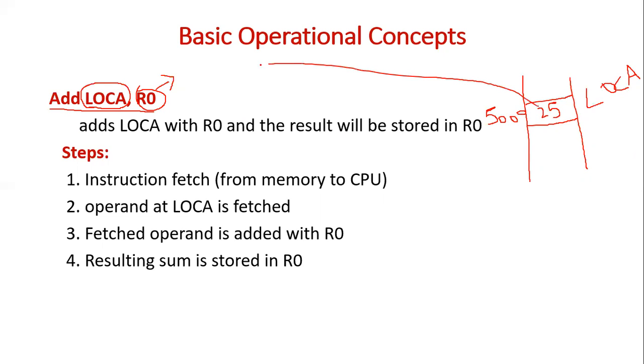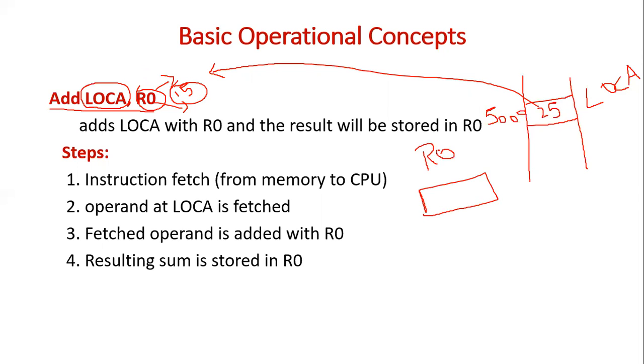Then add that with the value of R0. If R0 contains 15, let us assume R0 contains 15, then add this 15 with whatever value is available in the location LOCA, that is 25. So 25 plus 15 is 40, and finally store the result in R0. Okay, so R0 is a register, a CPU register. It's a register which is present inside the CPU.